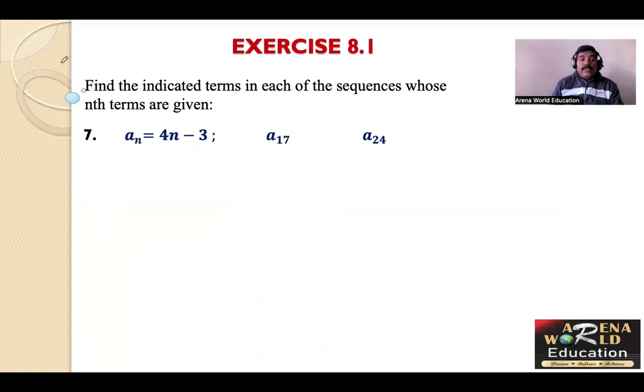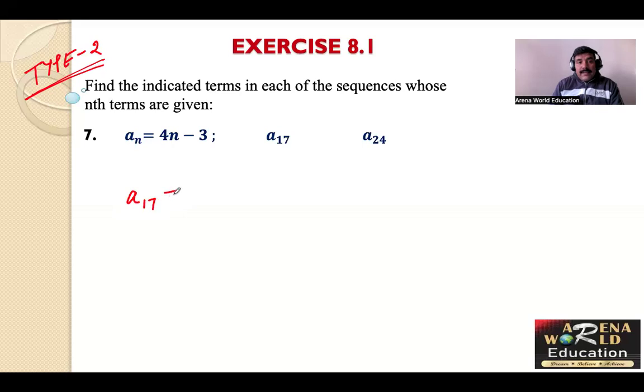Seventh. So this is type 2. Right. So why is this a different type? Because here again nth term is given, but you have to find the specific term. Here you don't have to find the first 5 terms. So here A17 or A24. So just like the previous process, but here we have to find the specific term.